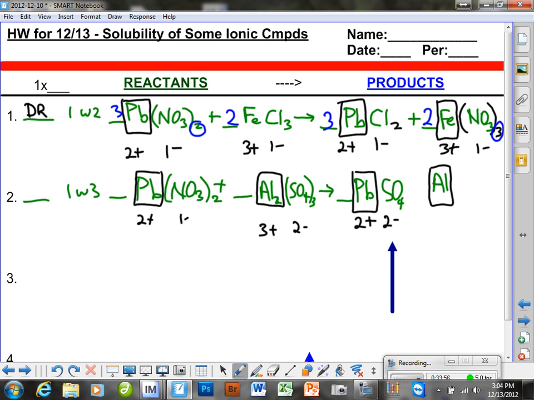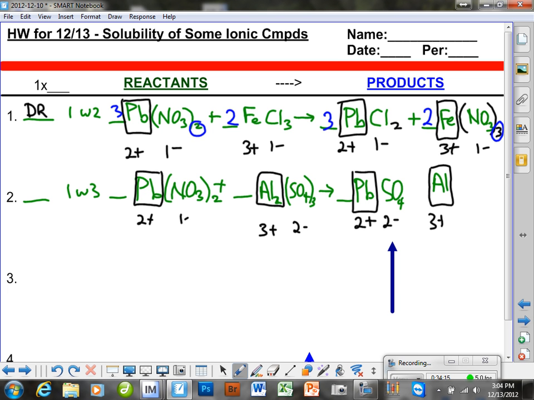Okay, when I do a crisscross on this, should I put subscripts of 2 and 2? No. Why? Because they're divisible. Because they could be divided by 2, so I want the smallest possible ratio. So these guys will have no subscripts.